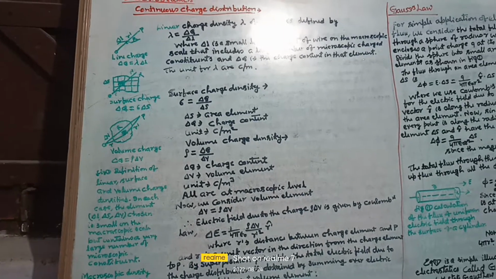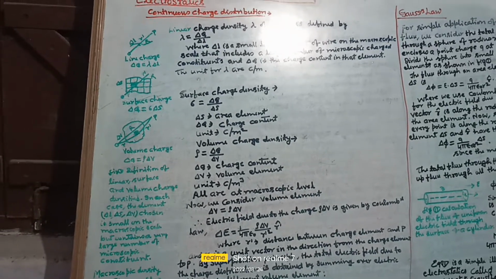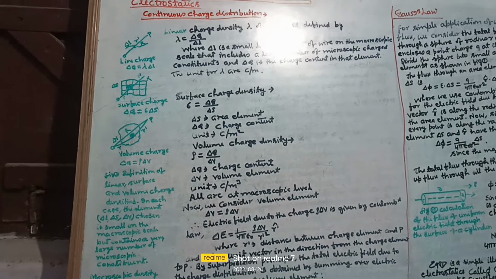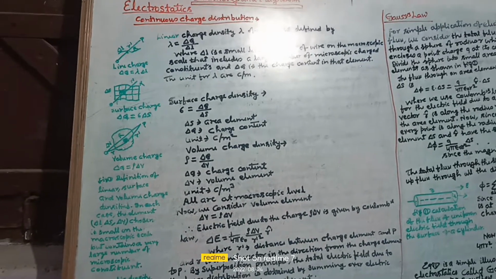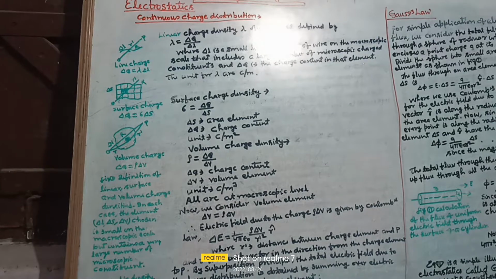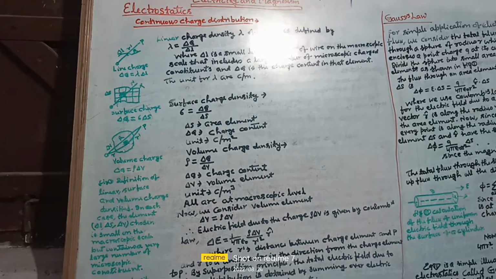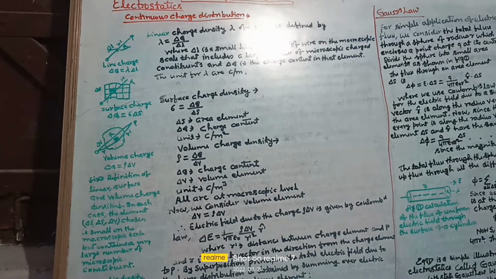Measurement is done at macroscopic level, but the contents and constituents are at microscopic level. We ignore the discrete molecular constitution.